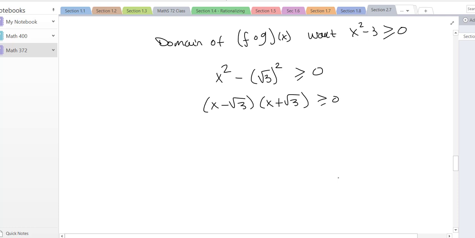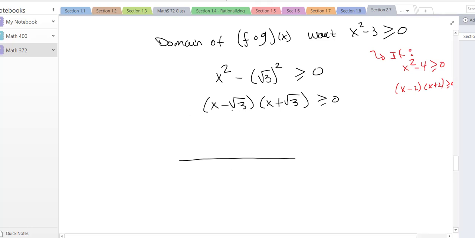And this is where we do the test point method. So think about, for example, if this was x squared minus 4 greater than or equal to 0, what would this factor into? This would be x minus 2 and x plus 2, because what are you squaring to get 4? You square 2, so 2 times 2 is 4. That's the same thing that's happening here. What am I squaring to get 3? Root 3, so root 3 times root 3 gives us 3.